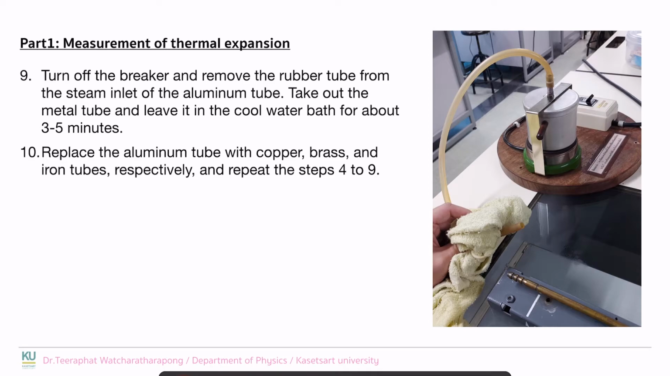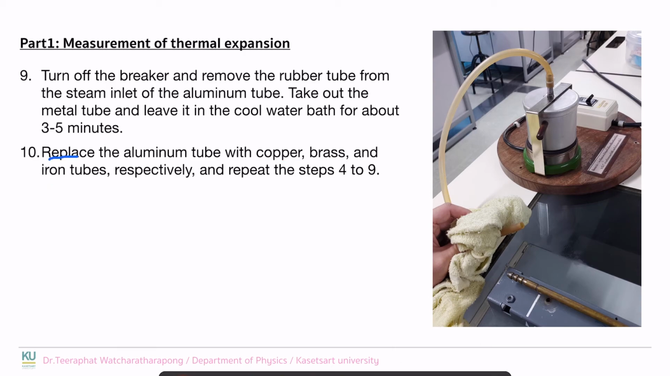Next, after there is no change in the length of the metal tube, turn off the breaker and remove the rubber tube from the steam inlet of the aluminum tube. At that moment, the rubber and metal tube are hot, so we need a piece of fabric. Then take out the metal tube and leave it in the cool water bath for about 3 to 5 minutes until the temperature of the metal tube reduces to room temperature.